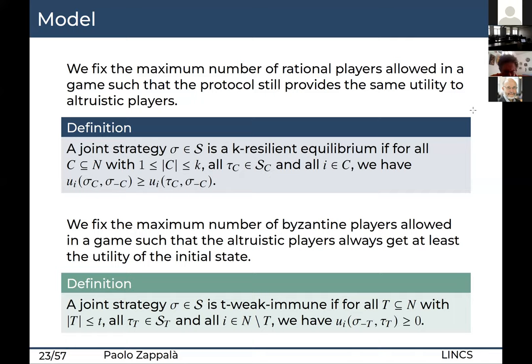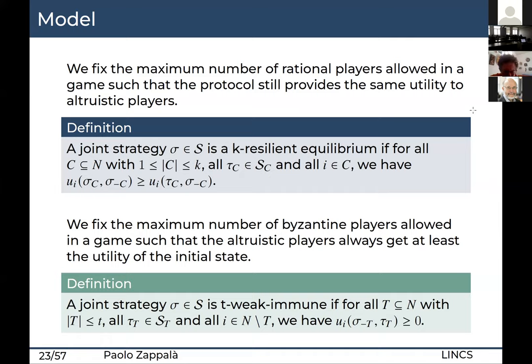This is the formal definition: the utility of using the protocol strategies, with all the others still following the protocol, is greater than the utility when these K players play any other possible strategies. This is for the rational players. With respect to Byzantine players, we want that the altruistic players don't get a lower utility than the one expected from the protocol. There is a notion in the literature called immunity: if some players deviate, the others don't get less than with the protocol. But this notion is very strict because, for instance, in the game we saw before, if someone deviates the exchange doesn't happen, which is lower than getting to the final state. So we give a different definition, simple but very effective in analysis, called weak immunity: if we have T Byzantine players, no matter how they behave, the altruistic players get at least zero, that is, at least the initial state.